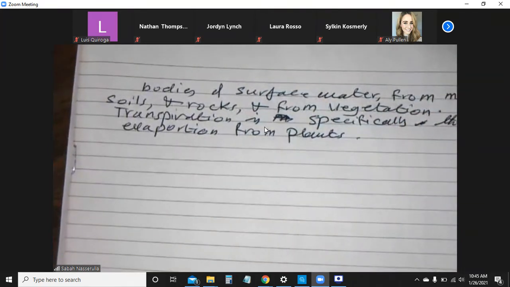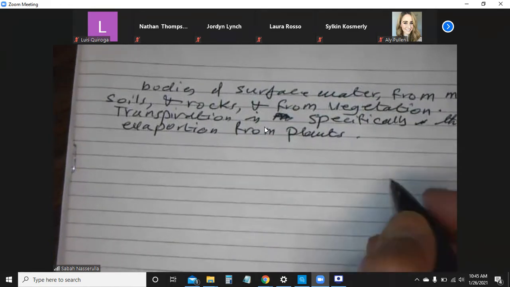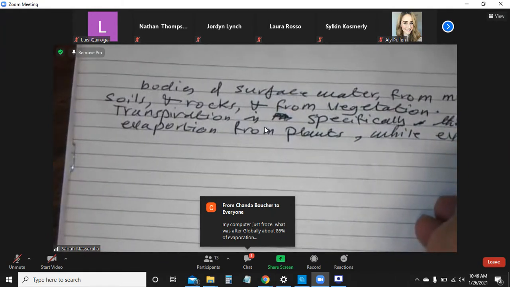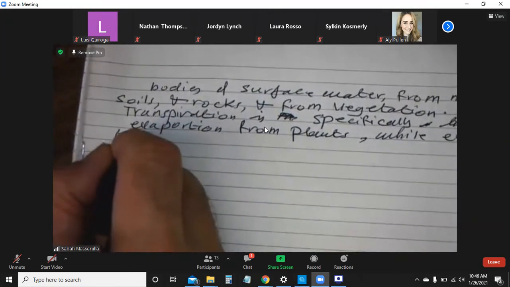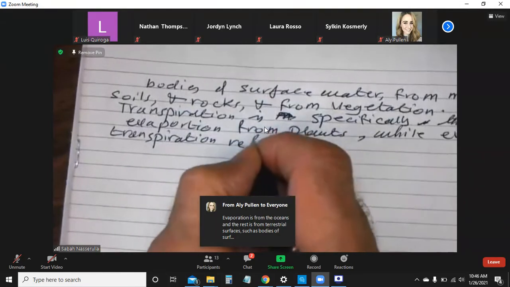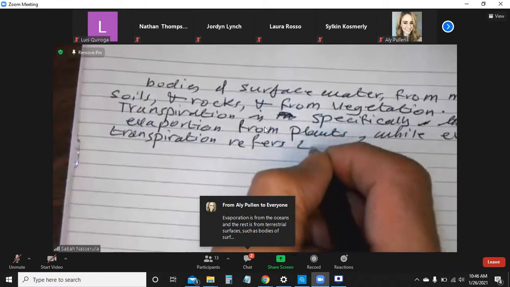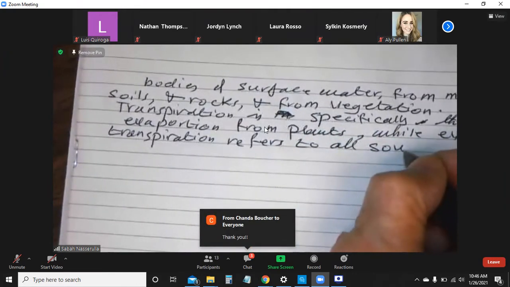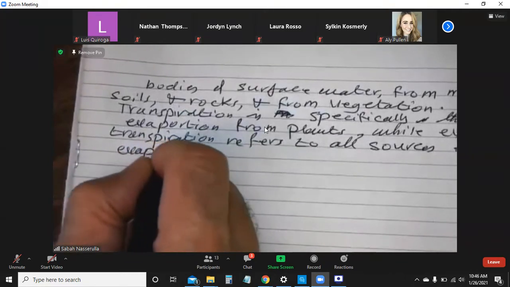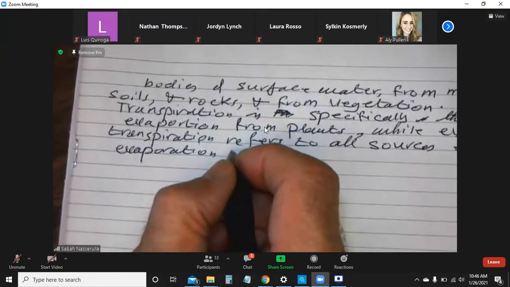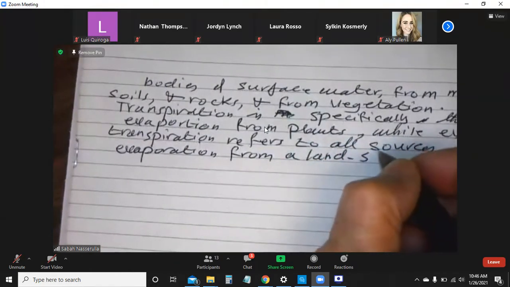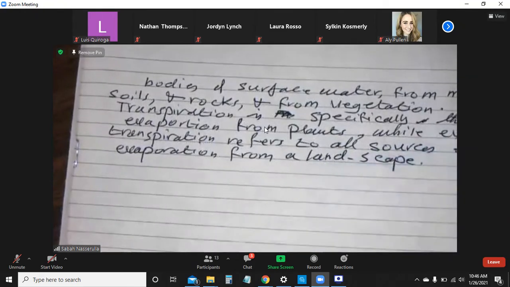Why, when you use the terminology evapotranspiration, I'm going to continue here: evapotranspiration refers to all sources of evaporation from a landscape.